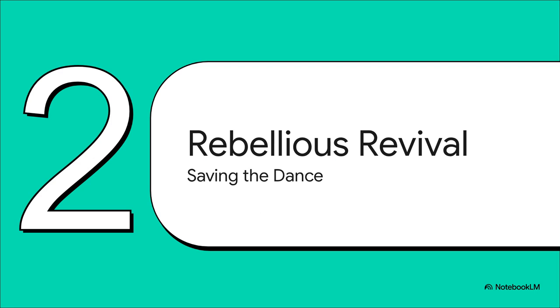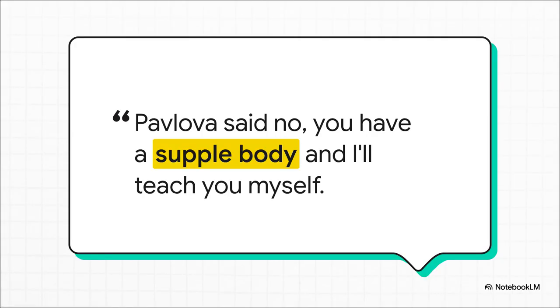And that brings us to Section 2, the rebellious revival, the daring rescue mission of the dance. Okay, this is where the story takes a wildly unexpected cross-cultural turn. During this period of heavy stigma, there's a young Indian aristocrat named Rukmini Devi Arundale who is exploring the arts.